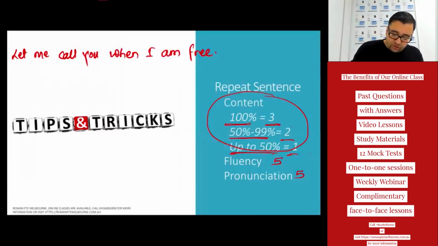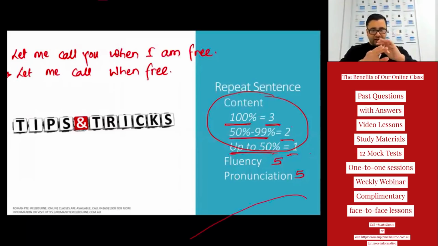And when repeating this sentence, you said, let me call when free. Let's say you said this, but you said it in a perfect way. That means without compromising your pronunciation or your fluency. What happens? Let's see. Let me call you when I'm free. Let me call when free.